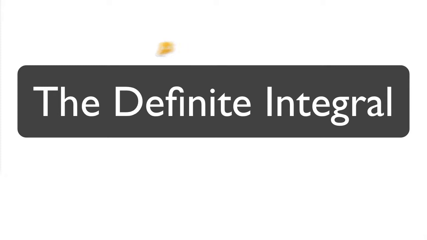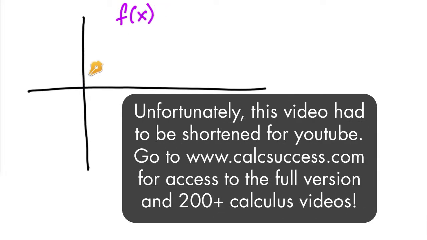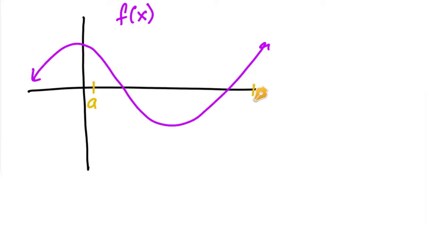What we want to do now is define the definite integral. So let me draw just a general picture here. Let's say you have a function f of x, and let's pick a point A and a point B. And so we're going to define the integral from A to B of f of x dx.